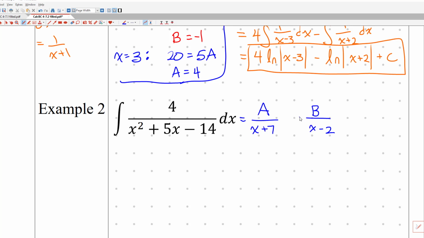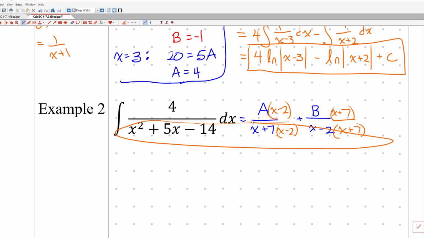So if I add these two together, they should be the same. So let's go ahead and multiply. This is going to be multiplied by (x − 2)/(x − 2), and this is going to be multiplied by (x + 7)/(x + 7). When I multiply all of that, the denominators are all the same, so let's just set the numerators equal to one another.